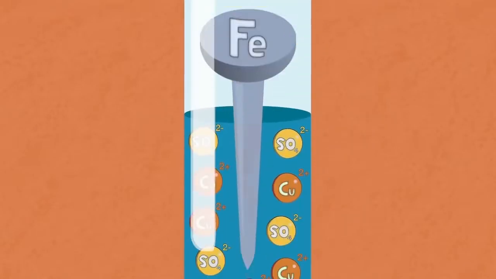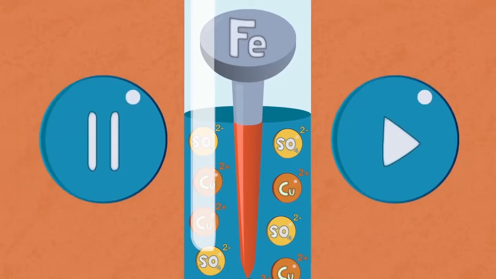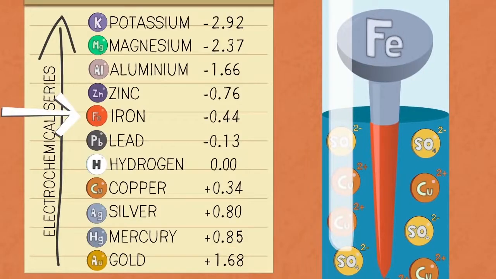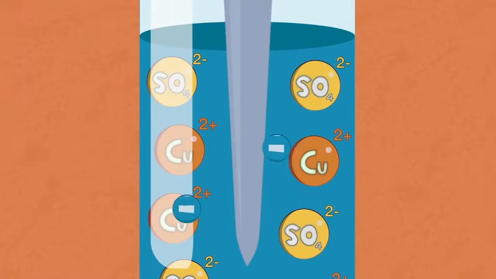Here's a challenge. Can you explain why the iron nail formed a copper coating when it was placed in a solution of copper sulfate? Pause, think and continue when ready. The correct answer is that the iron is higher in the electrochemical series, so it gave away its electrons to the less reactive copper 2 plus ions in solution.